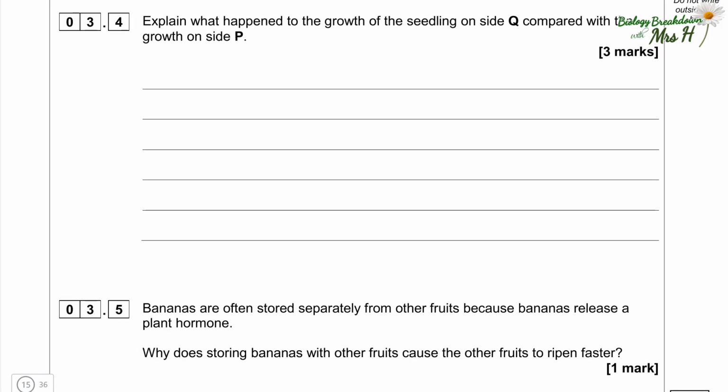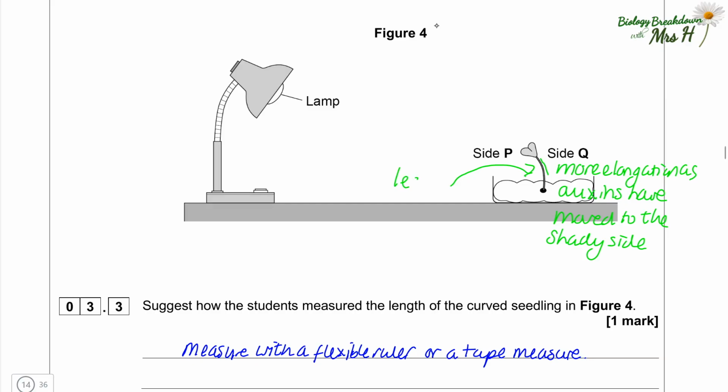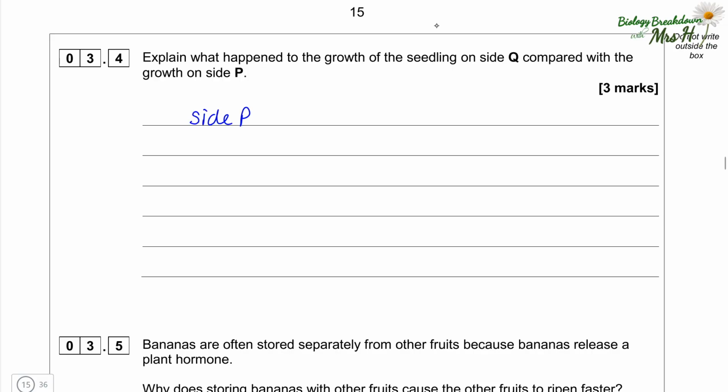Explain what happened to the growth of the seedling on side Q compared with the growth on side P. So let's look back at our diagram. We can see that on side Q, which is away from the light, more elongation has happened there because we know that auxins move to the shady side. And on side P, we've got less elongation of cells, so less growth there. So side P receives more light than side Q.